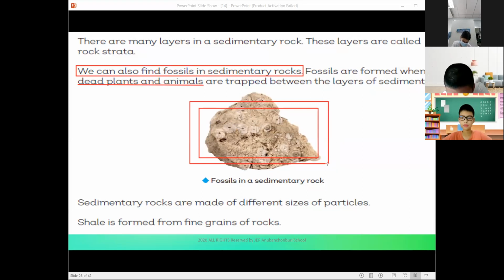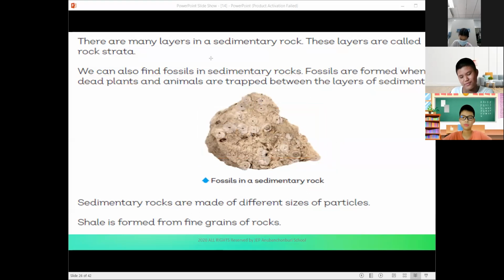Would you agree if I say that these are shells? Would you agree that these are shells? These are shells, right? So these are shells. This particular rock has a lot of shells on it. So the fossils there, the shells, are the fossils here. And some sediments also have different sizes of particles.